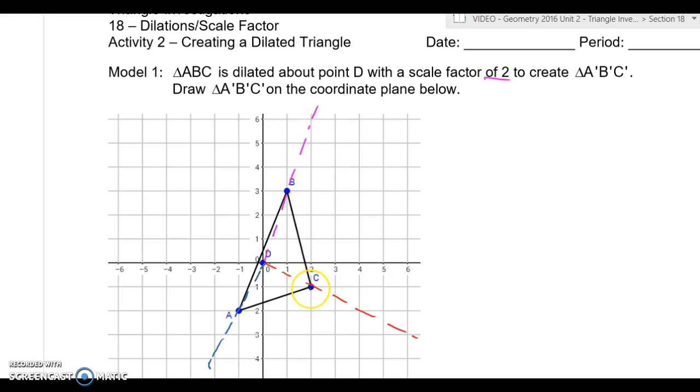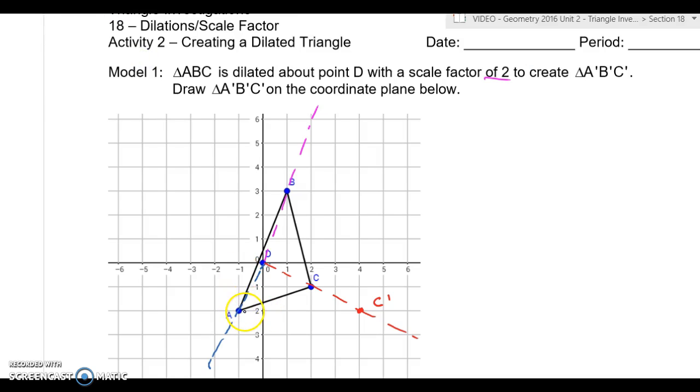Let's start with point C because it's just right there. If we have a point at 2, -1, if we double 2, which is our x-coordinate, we'll be at 4. So if I go to 4 and follow that down till I hit the dilation line, there's where C prime is going to be located. And again, if I wanted to verify, I could take my y-coordinate and double it, and I get -2, so it works. I'm going to do the same thing for A.